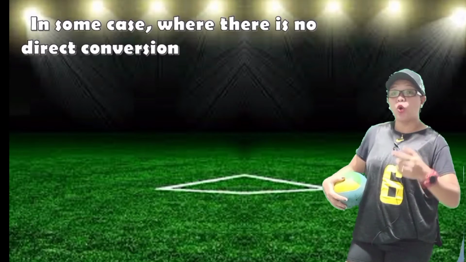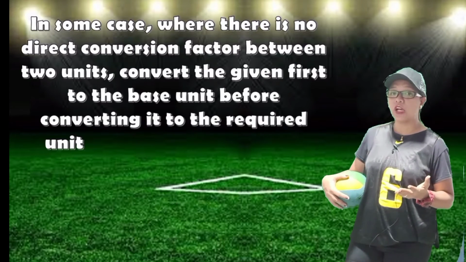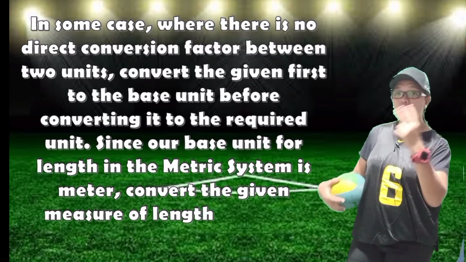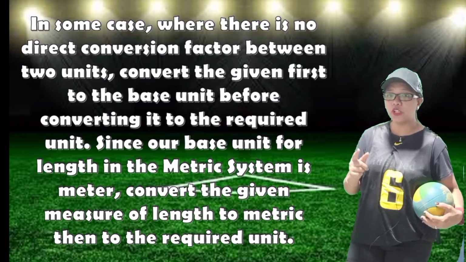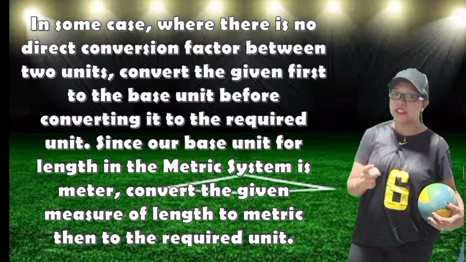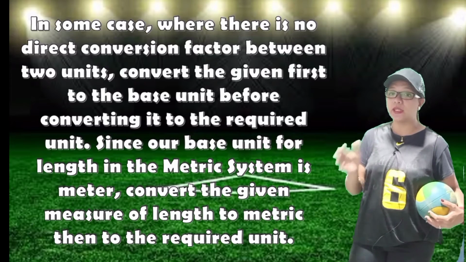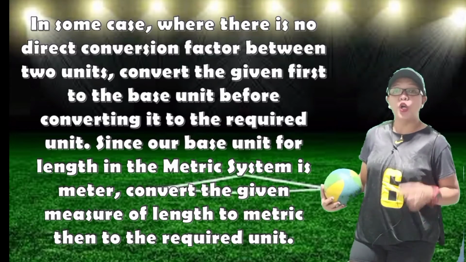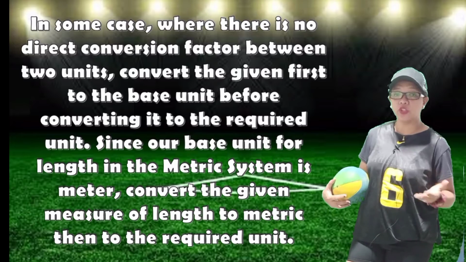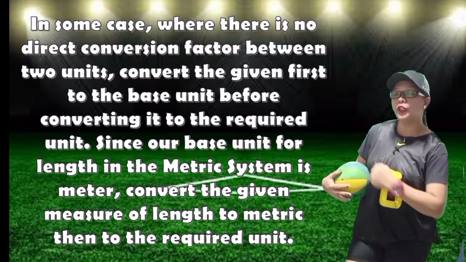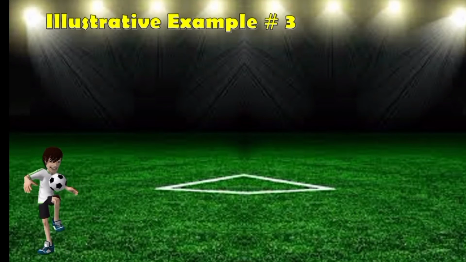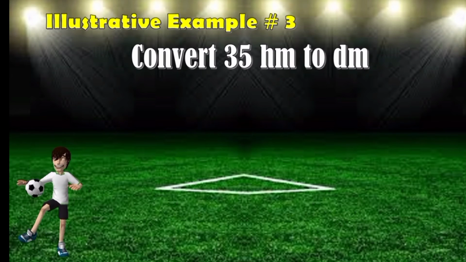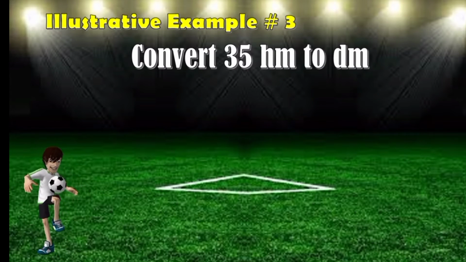In some cases, where there is no direct conversion factor between two units, convert the given first to the base unit before converting it to the required unit. Since our base unit for length in the metric system is meter, convert the given measure of length to meter, then to the required unit. Example number 3. Convert 35 hectometers to decimeter.